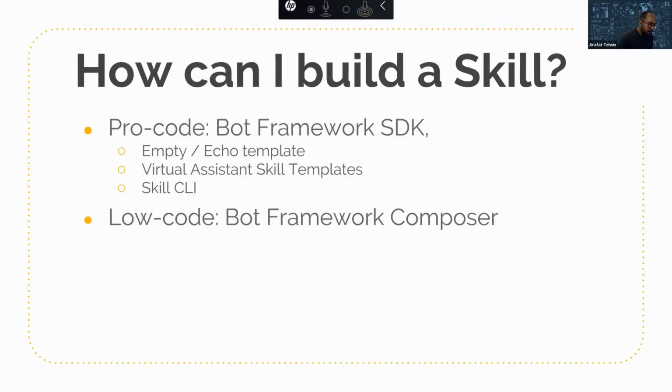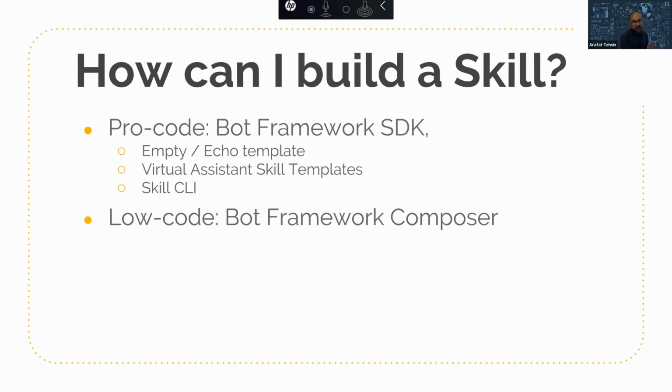Then the question comes up, how can I build a skill? There are generally two ways now. Earlier, there was just one way, before Build 2020. The first way is ProCode, and within ProCode, we have got three approaches. The first approach is you get the basic Visual Studio Echo bot template, and you can turn that bot template into a skill, making it from scratch. So this is creating the skill from scratch. I've done that and I'll show you in my demo.